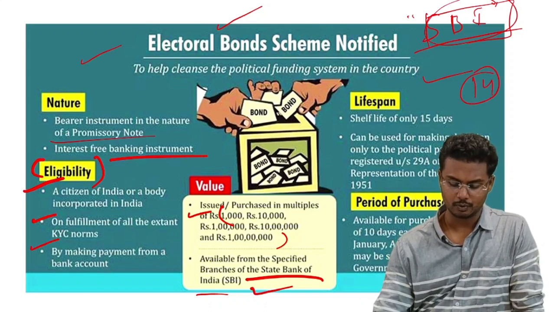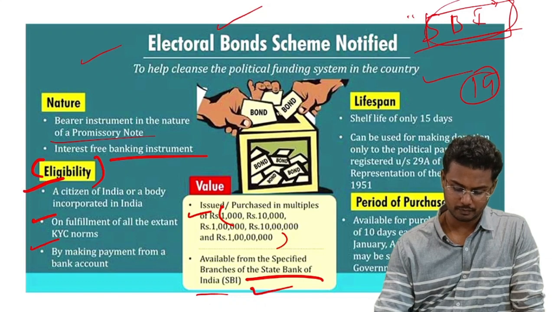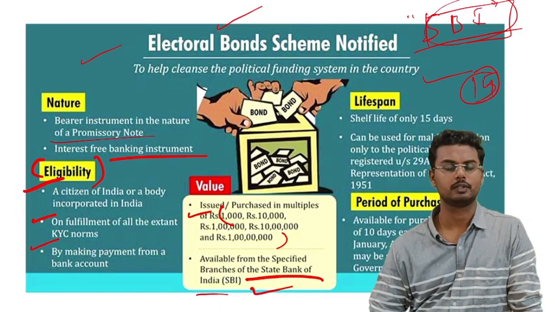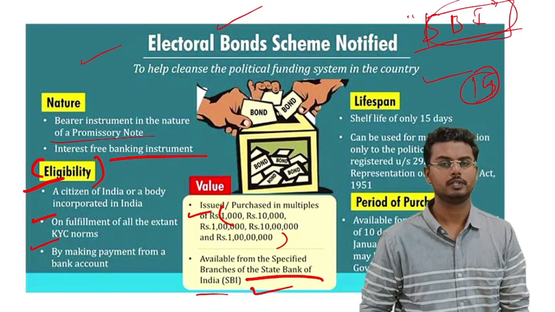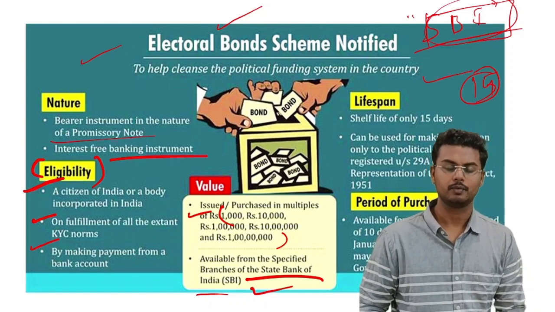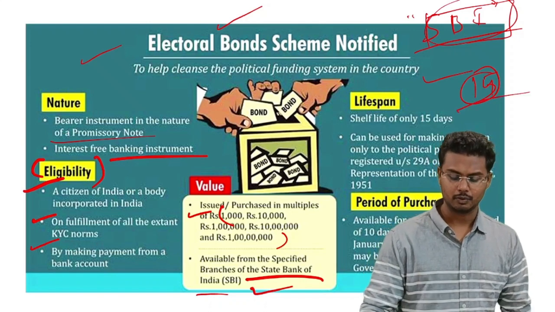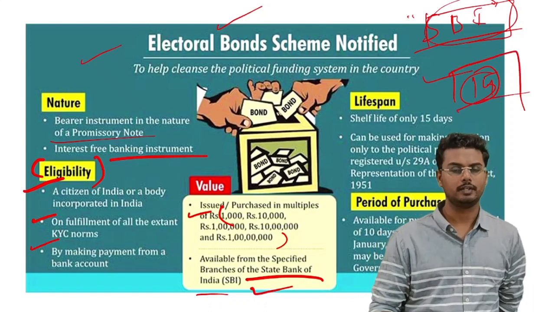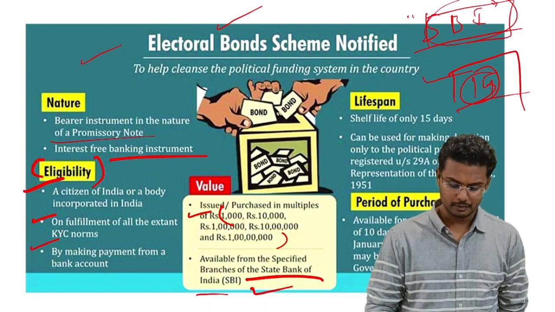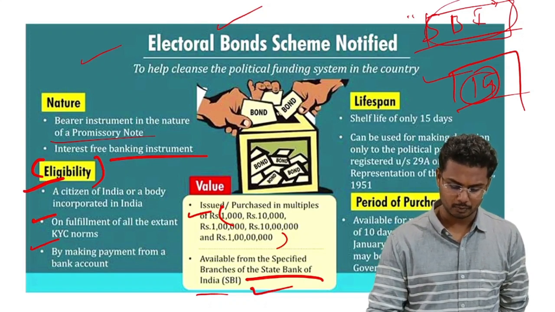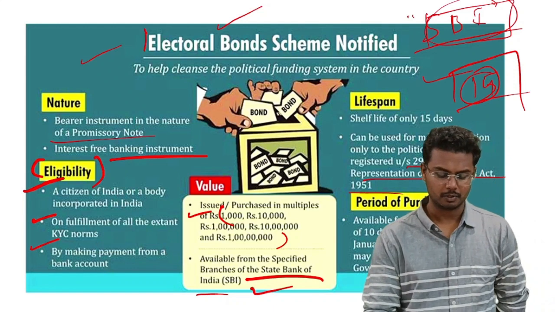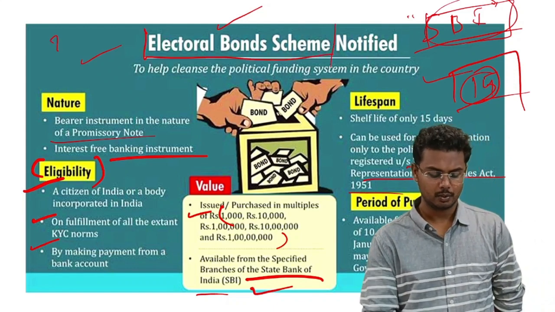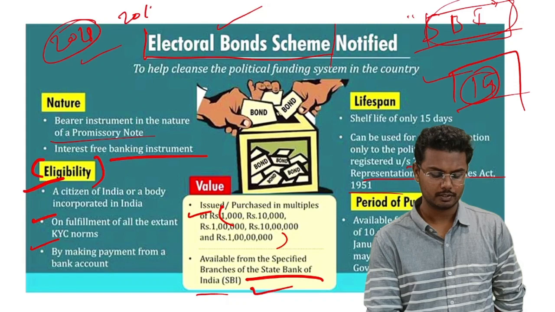If it is tried to withdraw after 15 days, the time period is 15 days. So the shelf life of these electoral bonds is 15 days only. If you want to encash it, you should be able to encash it under 15 days. That's it. All right. So this is with respect to Article 29A of the Representation of People's Act of 1951. Right. So electoral bond scheme was implemented in the year 2018. It was introduced in the year 2017.